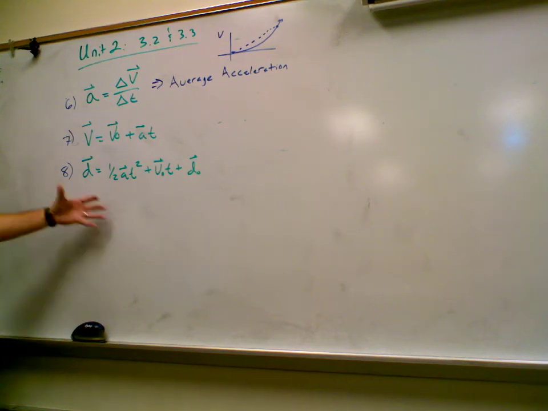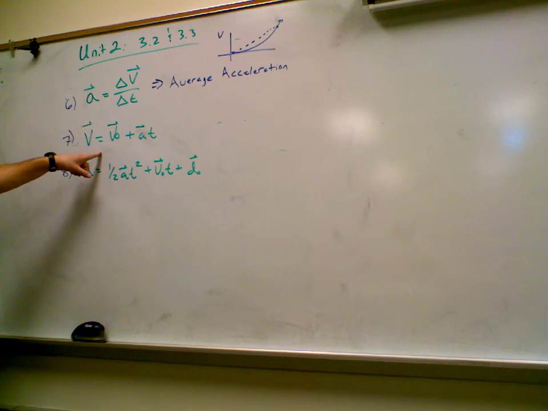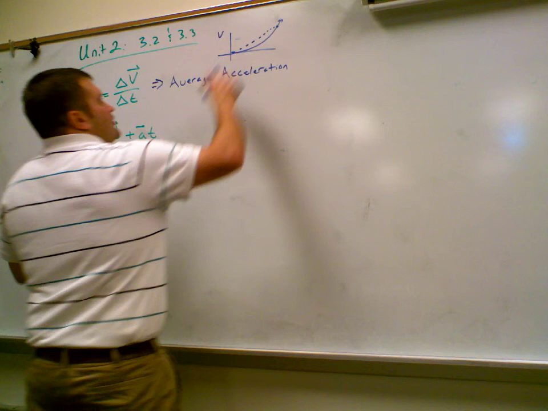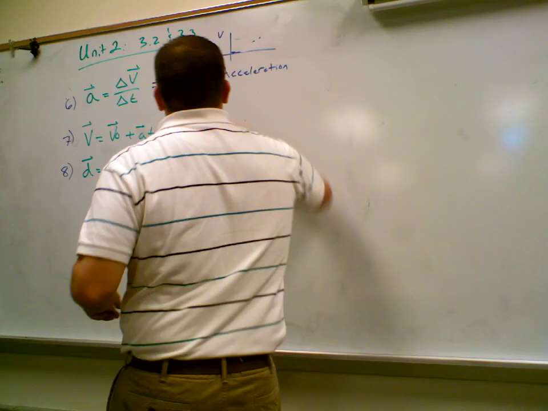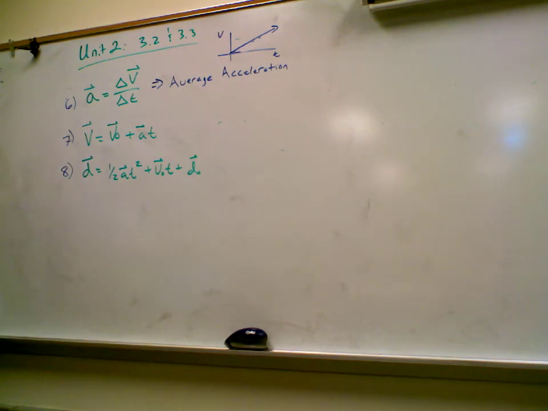Now, what do these other 2 assume about acceleration? If I graph this on the axis, what does it look like? It's a line, right? It's a straight line. What's the change on a velocity versus time graph? Acceleration, right? The slope is my change. So that's my acceleration, isn't it?